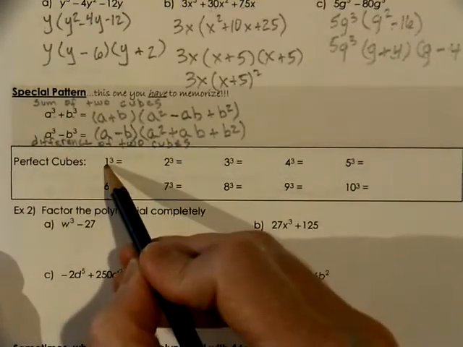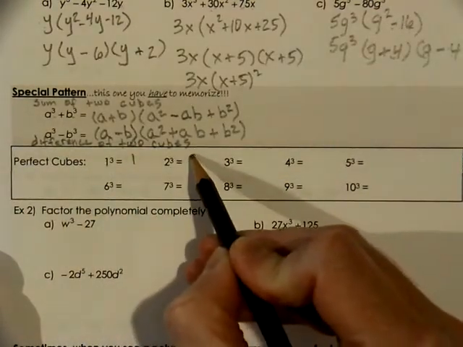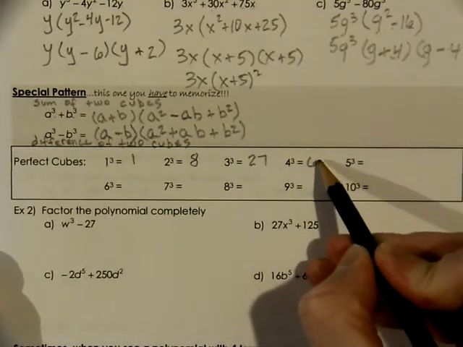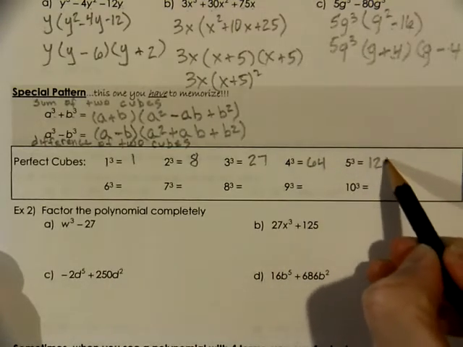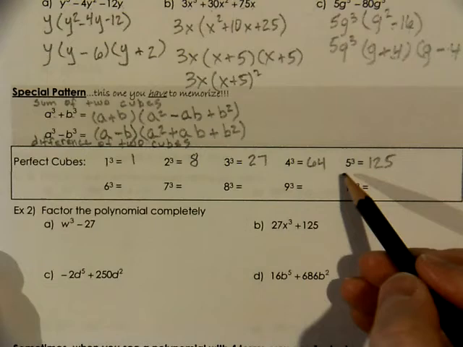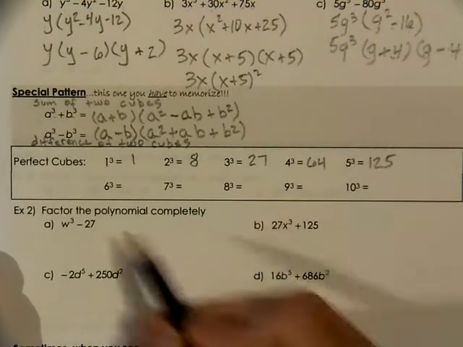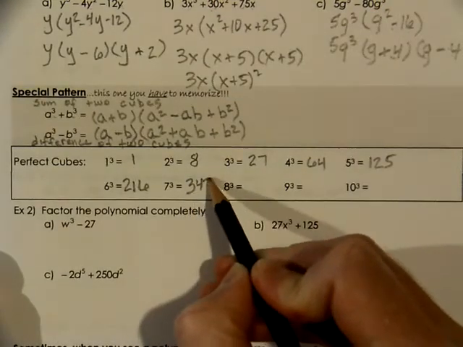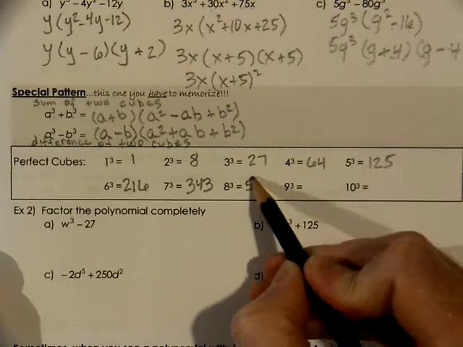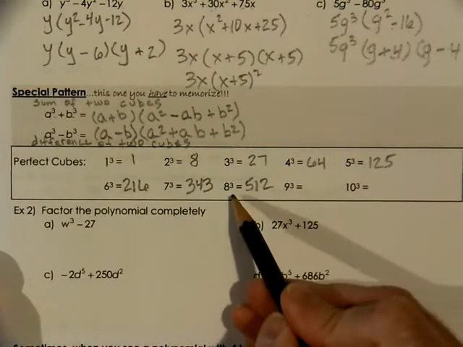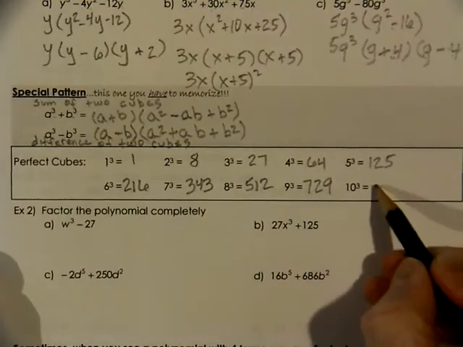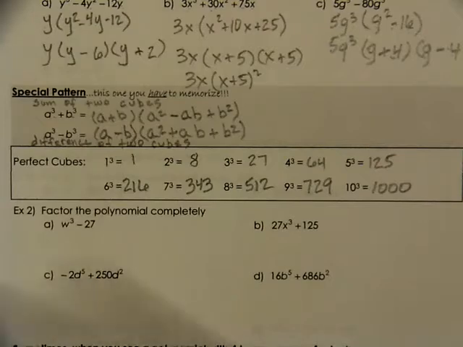Looking for perfect cubes. 1 cubed is 1. 2 cubed is 8. 27. 64. 125. 5 times 5 is 25. Times another 5 is 125. 216. 343. 512. 64 times 8 is 512. And 10 times 10 times 10 is 1,000.